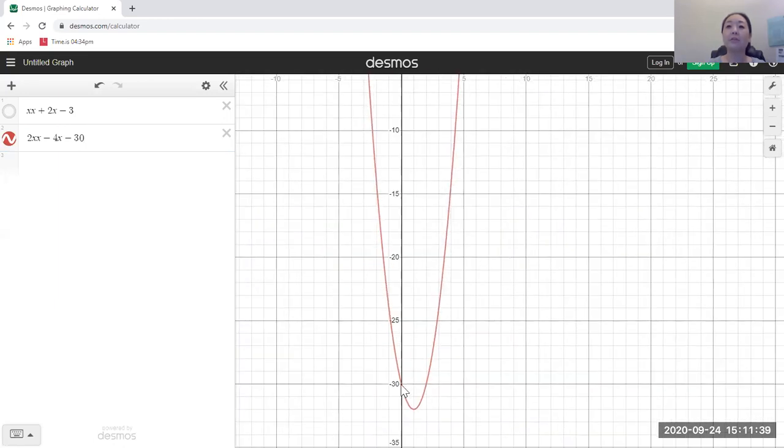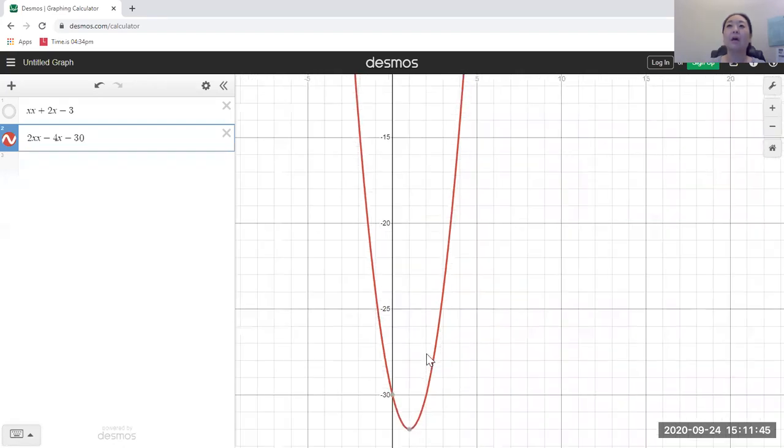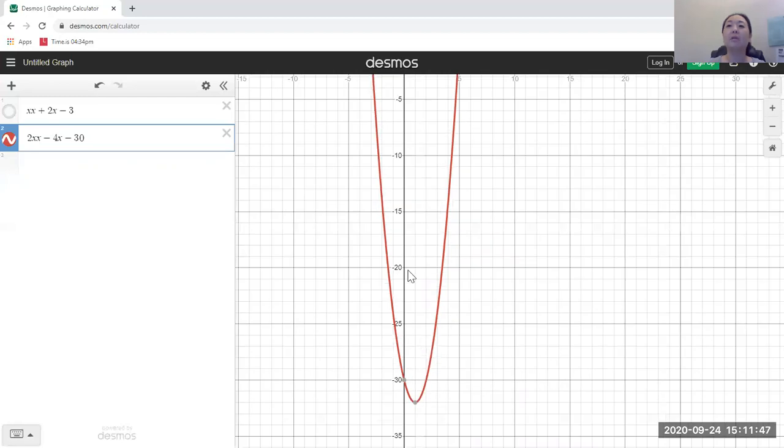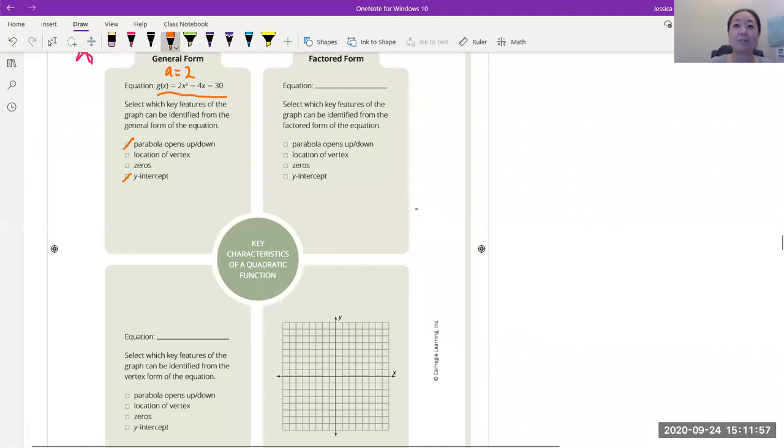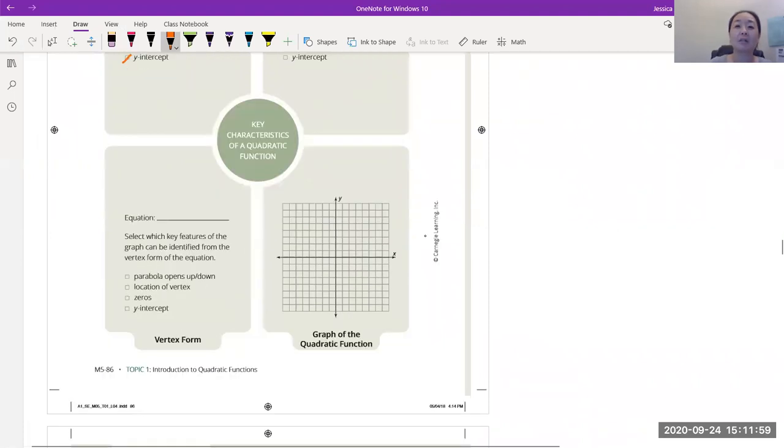All right, and if you notice right here, we have -30. We have 1, -32. Oh, I'm not getting any better. And then we have roots over here at -3 and 5. You guys remember all that? That's a lot.